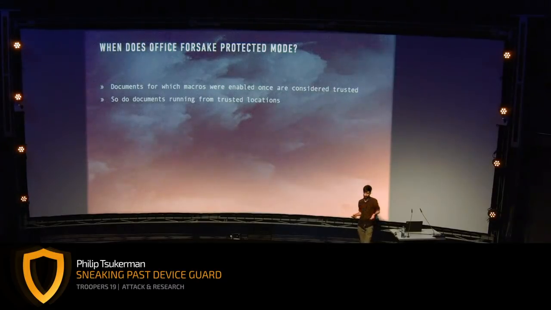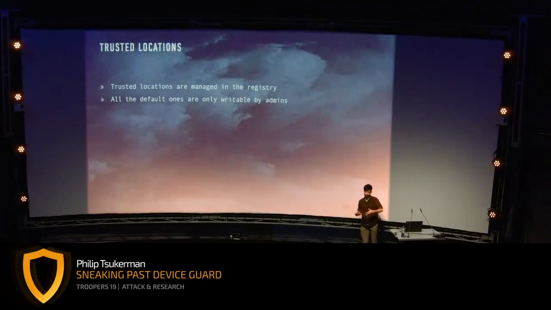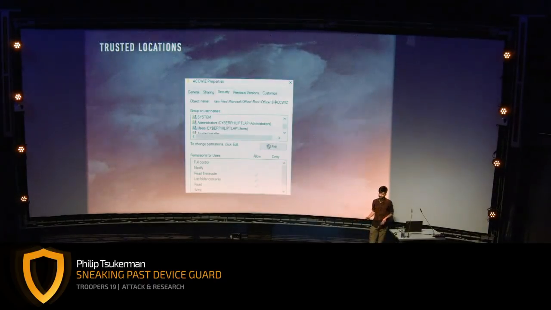And the other way is actually trusted locations. So there are trusted locations for each Office application from which documents will simply run without opening in protected mode. Because, you know, trusted is in the name, so you must open it and trust it. And the so-called defense against this is that the default ones are writable only by admins. So here we have, for example, ACCWIZ, which is the Microsoft Access default trusted directory. And well, I cannot write to it as an unprivileged user. So, well, fine. I still have this requirement that I don't want to use a privileged user for this.